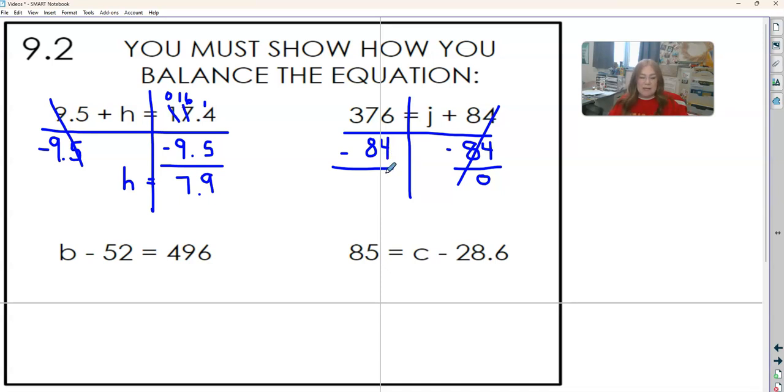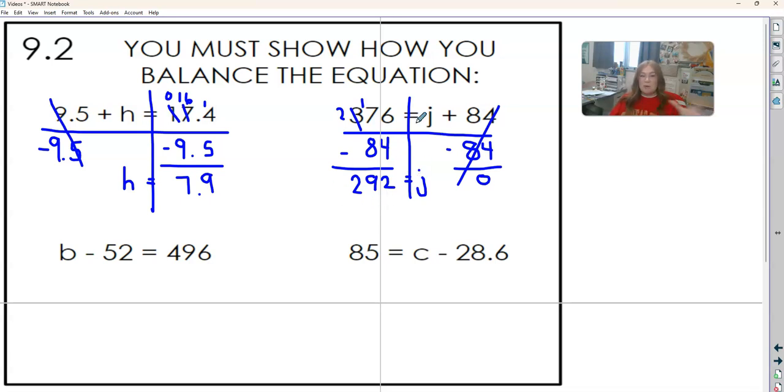So here we have 6 minus 4 is 2. 7 minus 8 we can't do, so we borrow and regroup. 17 minus 8 is 9, and 2. 292 equals J. If I have 292, I get 84 more. That should give me a bigger answer. 374 makes sense for that answer.